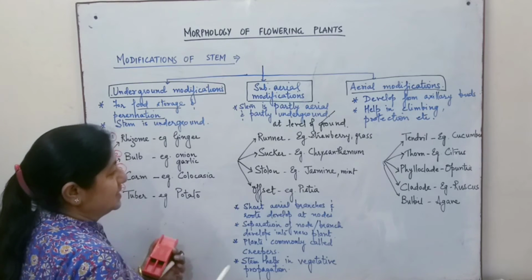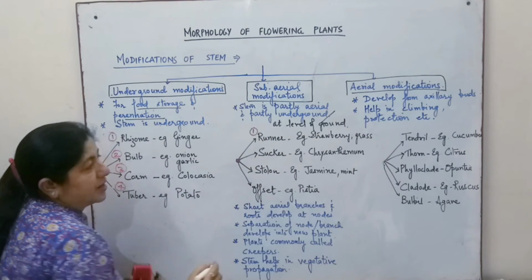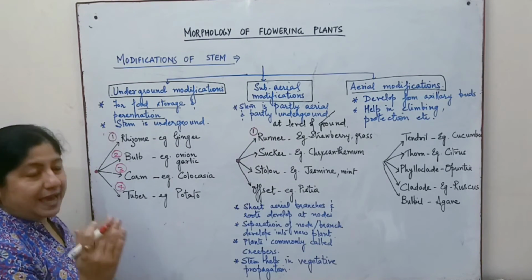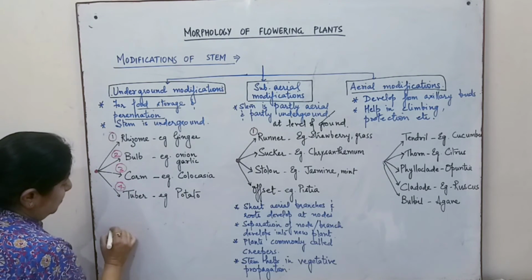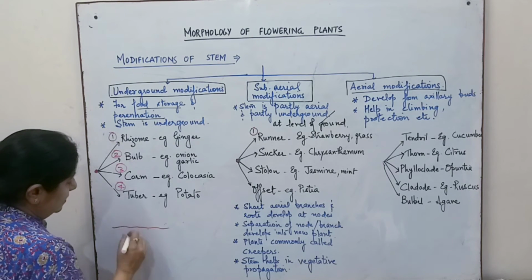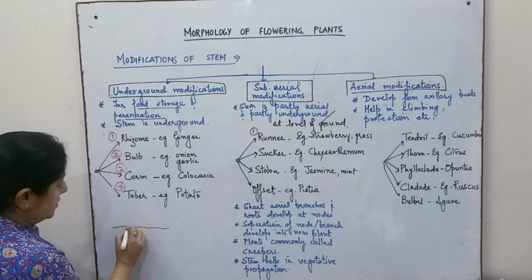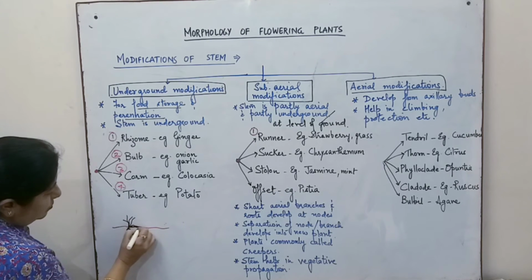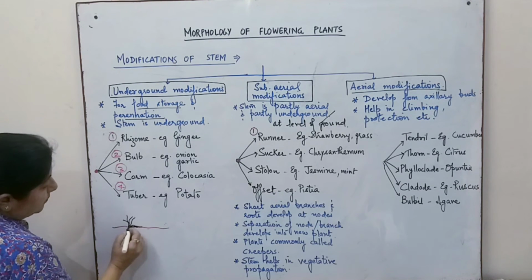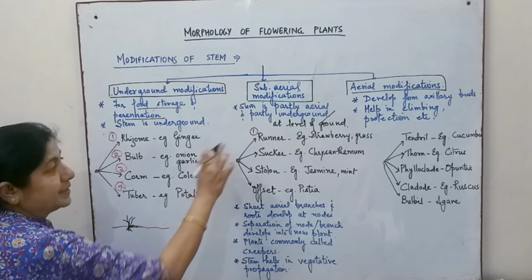The first is the runner. Example is strawberry and the grass. When we talk of the strawberry and the grass, the plants are mostly at the level. This is the soil I have made, and over here the plants are growing, the roots are adventitious, and the plants develop and roots are inside, not very deep, but the stem is at the level of the ground, it does not get inside, but it is moving along.